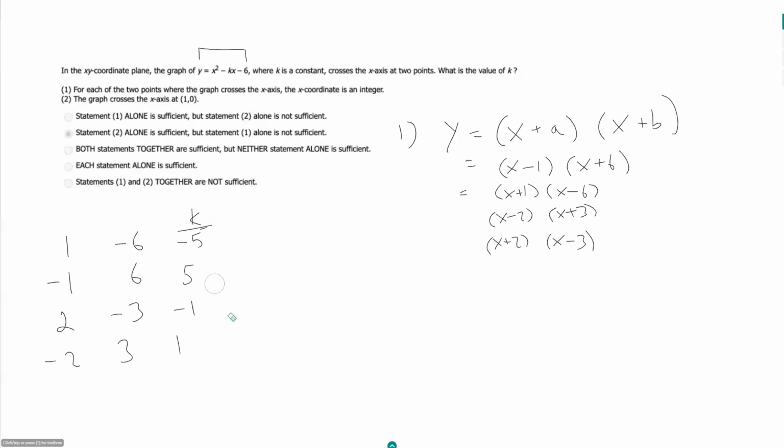Like we already said before, these are all going to give us different quadratic equations and different values for k, while still all giving us negative 6 for this guy here. And if you don't believe me, multiply these all out, and you can see for yourself. So this is going to be insufficient because I got 4 values for k here.